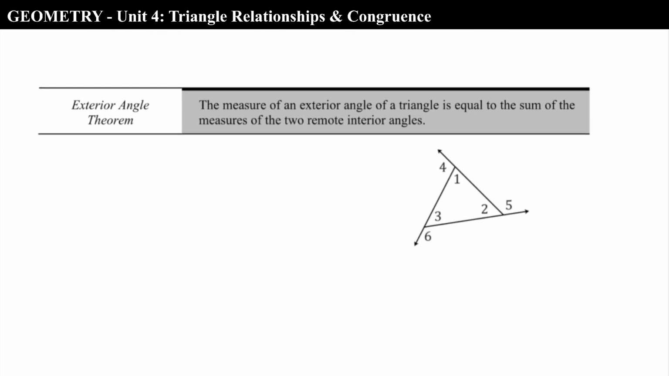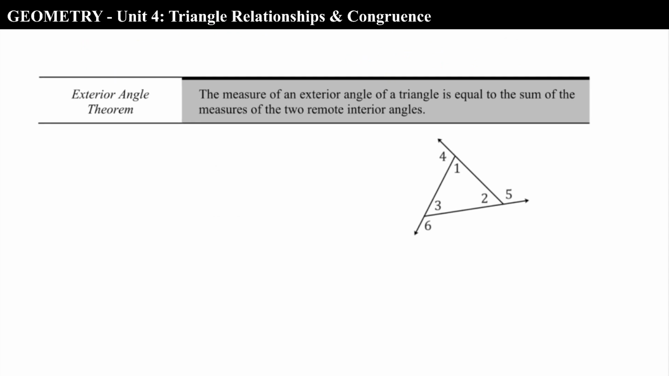Okay, the last concept I want to cover in this section is the exterior angle theorem. The measure of an exterior angle of a triangle is equal to the sum of the measures of the two remote interior angles. So what this means is, say angle 4 here, the measure of angle 4 is going to be equal to the sum of the two remote interior angles. So we're not doing angle 1 because that's right next to it. We're going to do the other two. So angle 2 plus angle 3.